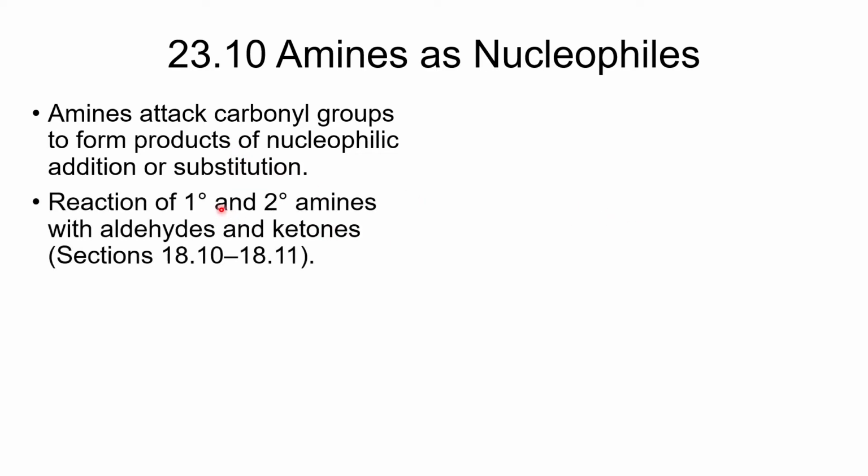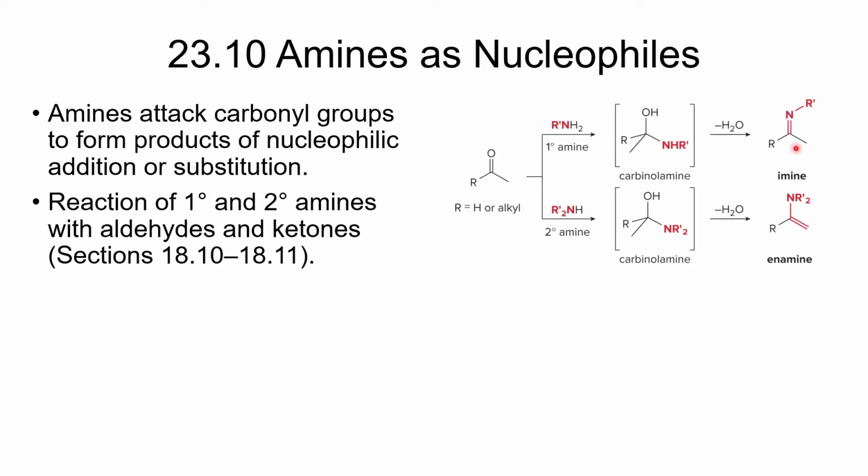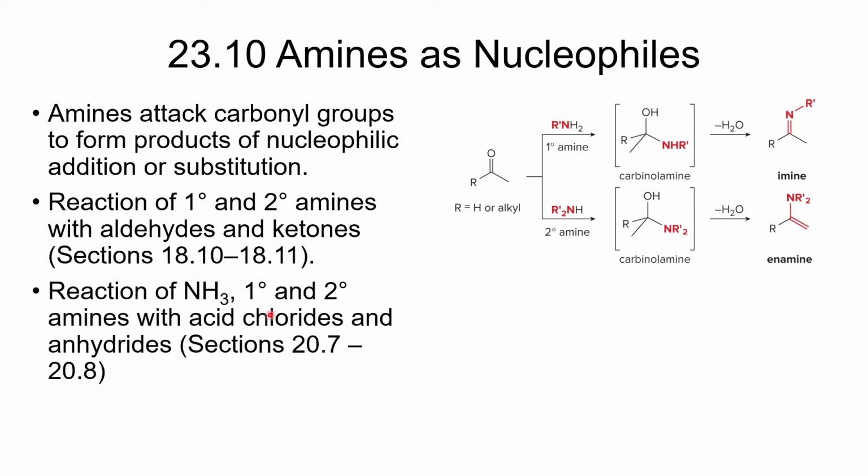So we saw this before in chapter 18. If we take a primary or secondary amine and react it with an aldehyde or a ketone, the primary amine will react and give us an imine, and the secondary amine will react with an aldehyde or ketone to give us an enamine. We can also react ammonia, primary amines, and secondary amines with acid chlorides or acid anhydrides to give us amides. And we saw that in chapter 20.